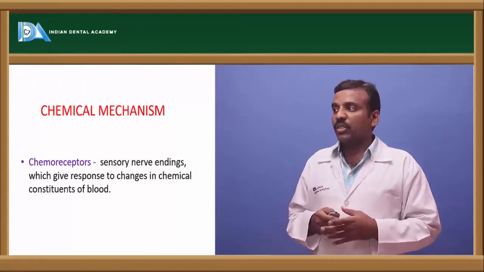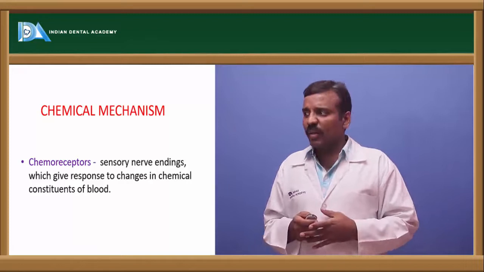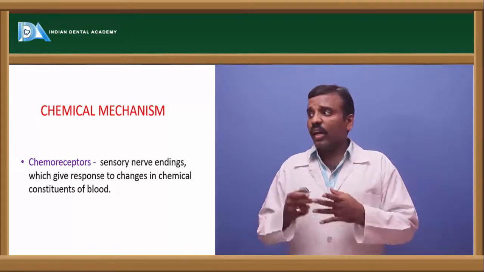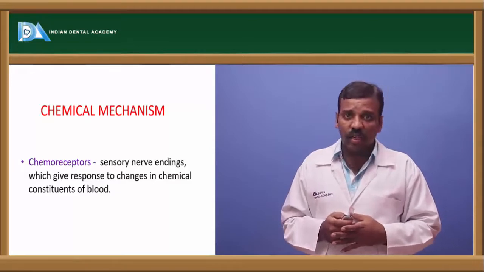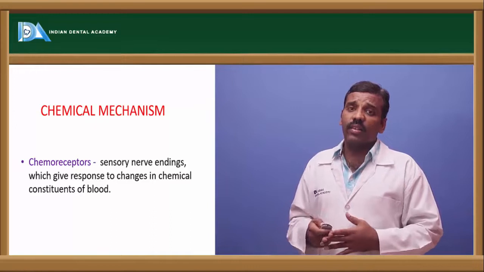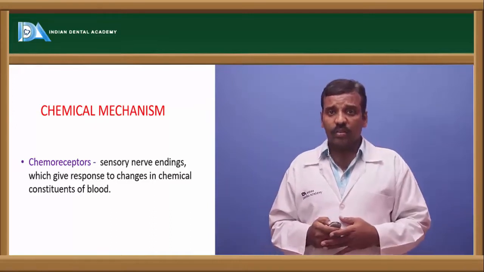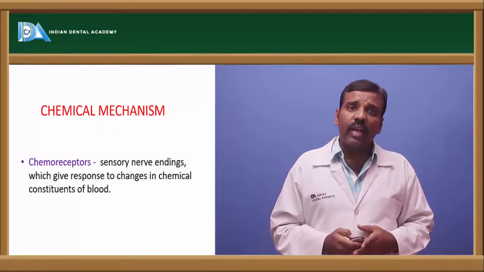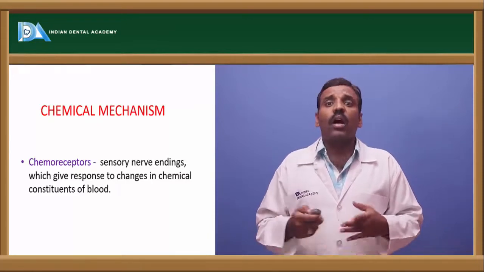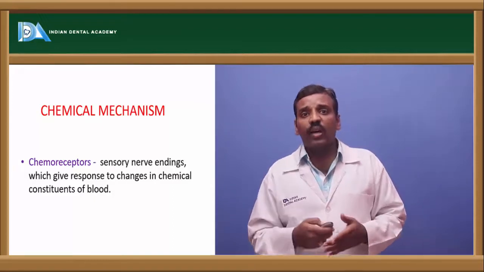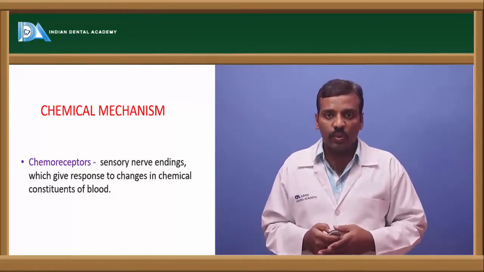Next, the chemical mechanism. This chemical mechanism is carried out by the chemoreceptors, and the chemoreceptors are sensory nerve endings. These are of two types: one is peripheral chemoreceptors and another is central chemoreceptors. Central chemoreceptors are present in the medulla, and the peripheral chemoreceptors are present in the blood vessels, in the passageway of the blood vessels and the target tissues.